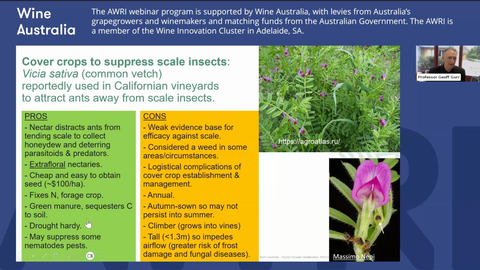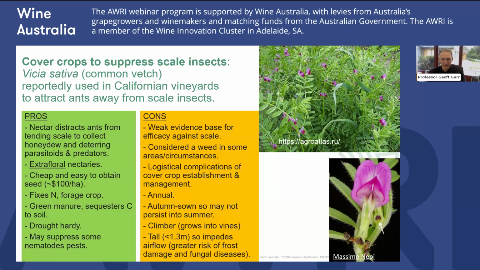So, you know, that's quite an attractive package of benefits, but there are some important cons or disadvantages to bear in mind. Importantly, there is a weak evidence base for its efficacy against scale. I've not been able to find a single peer-reviewed paper that actually measured and substantiates this notion of it working. And in Australia, this plant is considered to be a weed in some areas and some circumstances, so use with caution. There are the logistical complications of cover crop establishment and management.